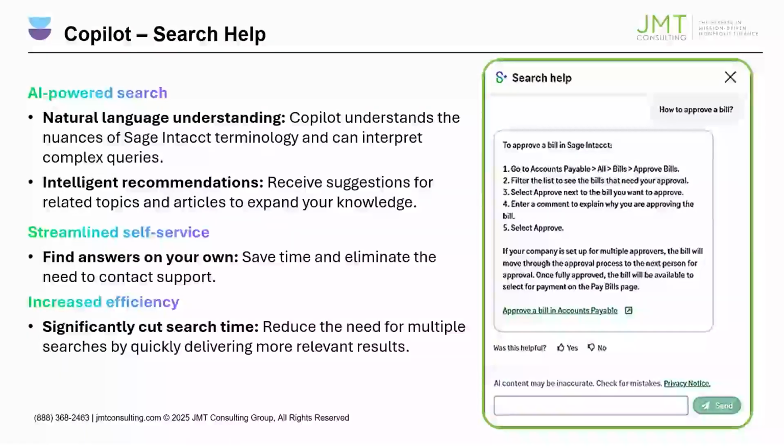This tool is designed for streamlined self-service, helping you find the answers you need without always having to contact support, saving you valuable time. It's also a huge boost for efficiency. Instead of clicking through pages of articles, you get more relevant results right away, cutting down on search time. One thing to keep in mind, since this is AI powered, it may not always be perfect. There's a note to check for accuracy, but you'll always get a link to the official help article at the bottom of the response, which you can review. So overall, it's a much faster, smarter way to get help right inside the system.